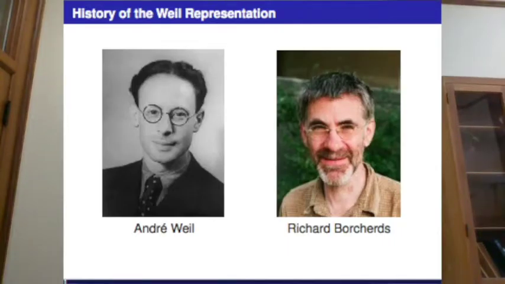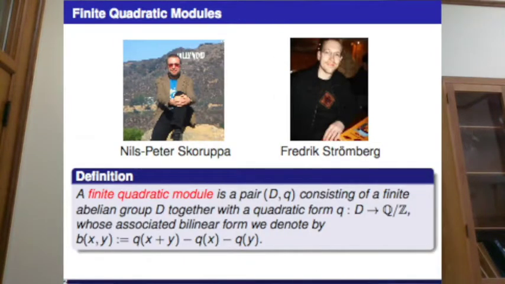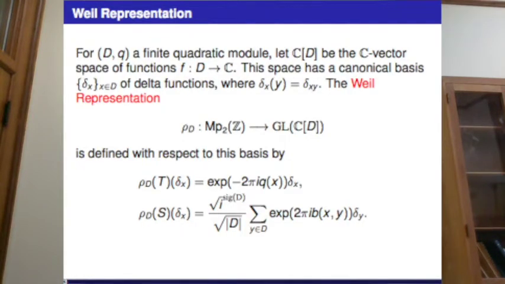The Weil representation attached to a lattice was used by Borcherds in the theory of Borcherds' theta functions and Borcherds' products. Our exposition of the Weil representation relies on an equivalent formulation by Skoruppa and Strömberg using finite quadratic modules. The Weil representation is a finite-dimensional representation of the metaplectic group Mp2(Z). It may be described explicitly by the image of the generators S and T of Mp2(Z), as shown in the slide.